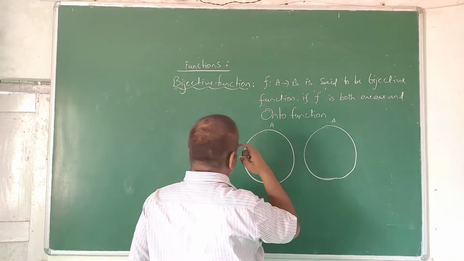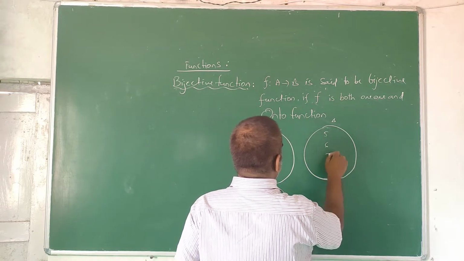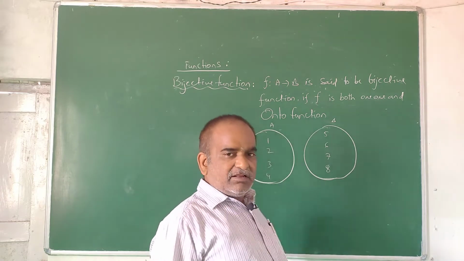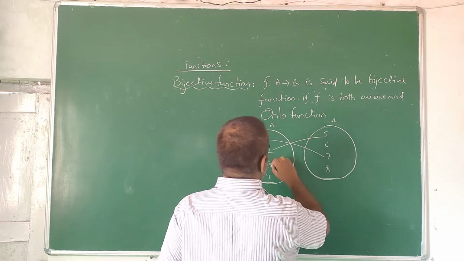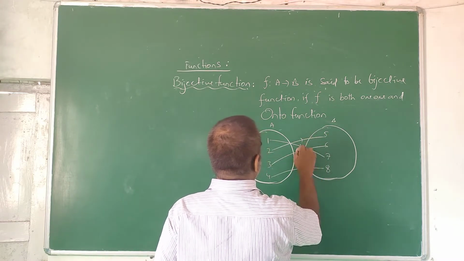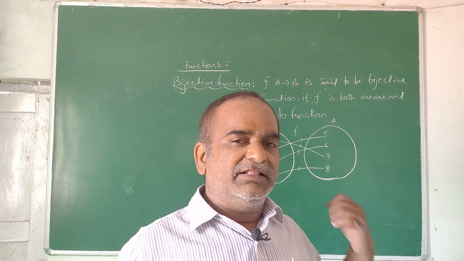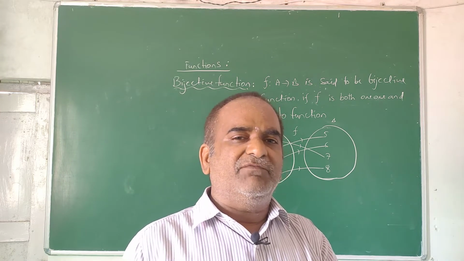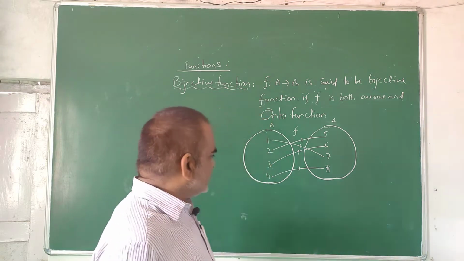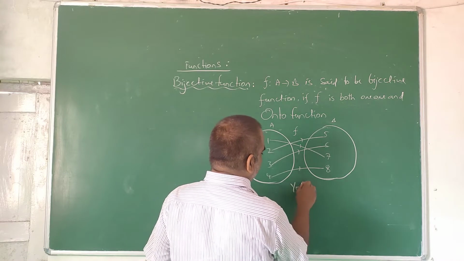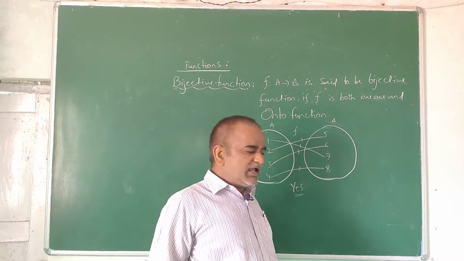Say A and B, say this is 1, 2, 3, 4, and this is 5, 6, 7, 8, for example only. Now here I am taking a function, you justify whether it is bijective or not. So this is a function. This is clearly a bijective function because you see it is obeying both one-one rule and onto rule at a time. So yes, this is a bijective function. Understood? Now let us take another function.